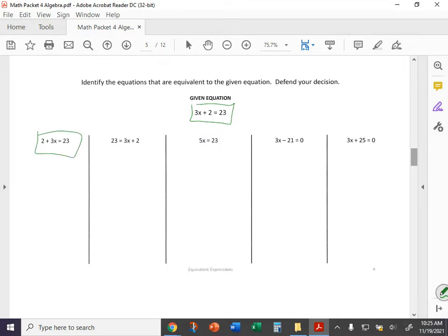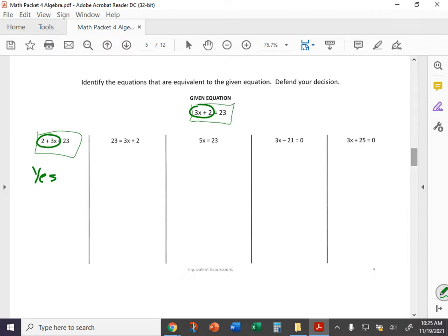Well, two ways we can look at this. The answer is yes, right? Because really the only difference is we just reordered the 3x plus 2 to 2 plus 3x. And since you can add things in any order, it's not going to change the value of the equation. It's going to be the same thing.